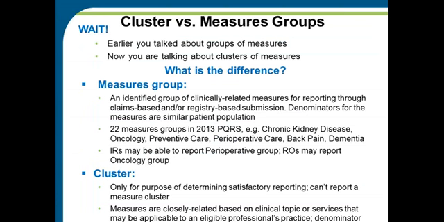Okay, so I've talked about measure clusters and measures groups. What is the difference in that? So a measures group is a CMS identified group of clinically related measures for reporting through claims-based or registry-based submission. The denominators for the measures are a similar patient population. There's 22 measures grouped in 2013, such as the chronic kidney disease, oncology, preventive care, and back pain. Interventional radiologists may be able to report the perioperative group, and ROs may be able to report the oncology group. A measure cluster is only used for the purpose of determining satisfactory reporting. You can't report on a measure cluster, and measures in a cluster may have denominator populations that are entirely different.